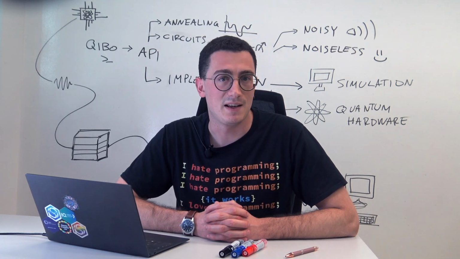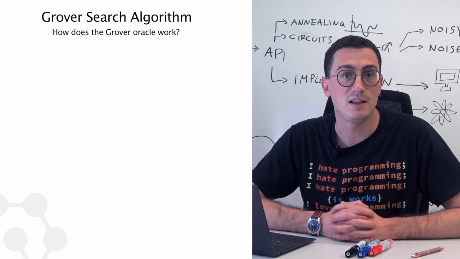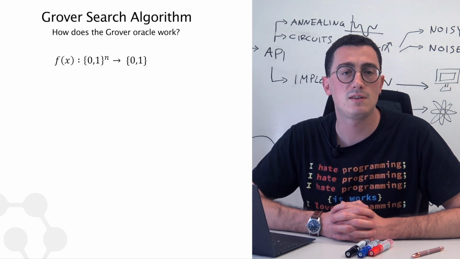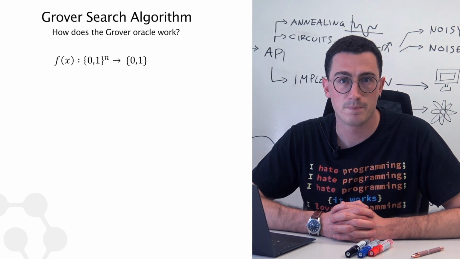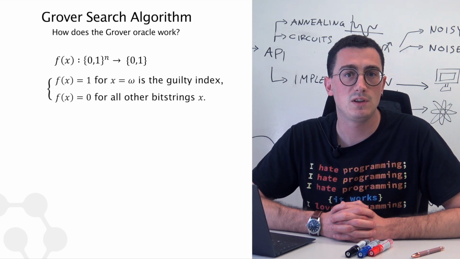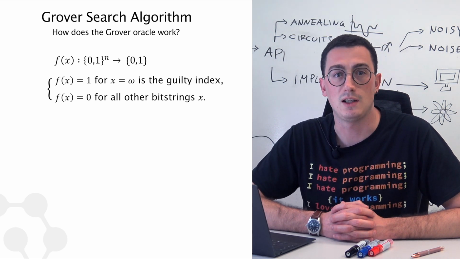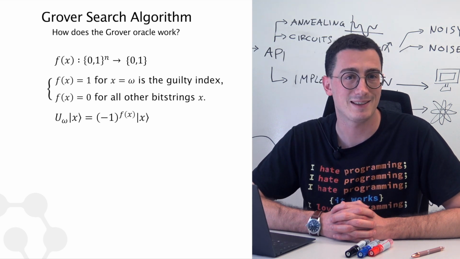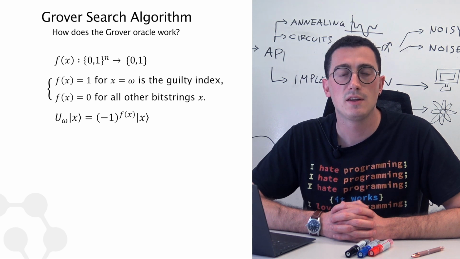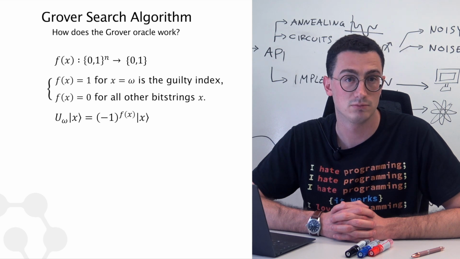If you want some remains of the mathematical description of this step, you can think of the oracle as an operator which implements the function you see here on the screen. This takes as input a bit string of length n and returns either 0 or 1. In particular, we want it returning 1 only in the case in which the input bit string x corresponds to the one representing the guilty person. In practice, as you can see from the screen, this will flip the sign of the amplitude only when x is the guilty bit string.